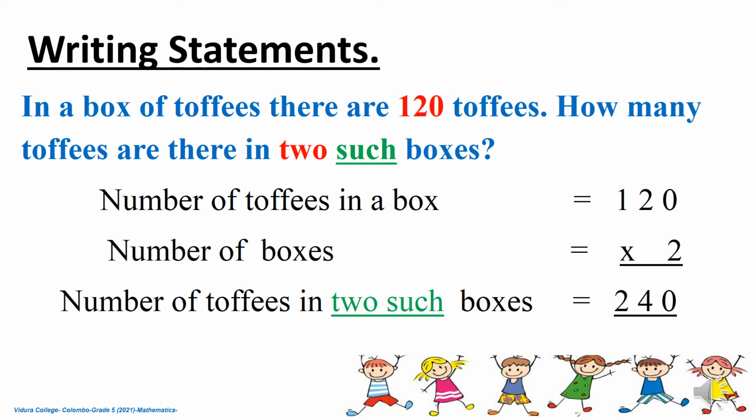Let's read the question. In a box of toffees, there are 120 toffees. How many toffees are there in 2 such boxes? Let's go to the second reading. In a box of toffees, there are 120 toffees. So that means altogether there are 120 toffees. You can underline the number 120. See the last sentence, the question part of it, very important. How many toffees are there in 2 such boxes? How many boxes are there? There are 2 boxes. So you can underline the number 2.